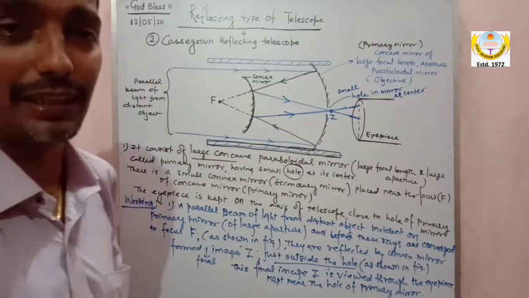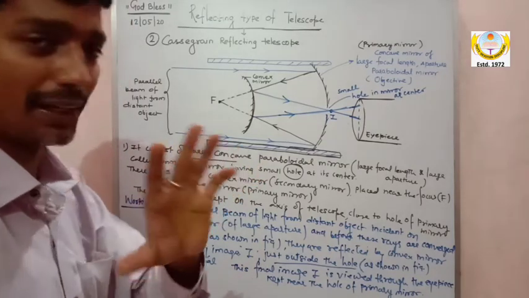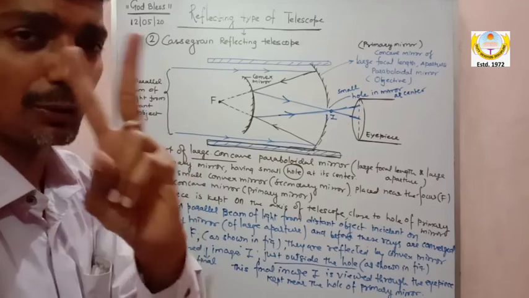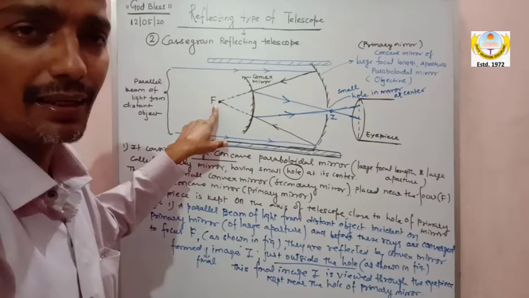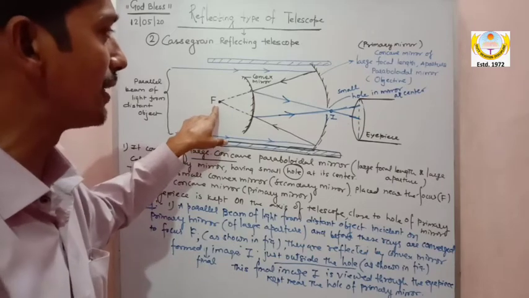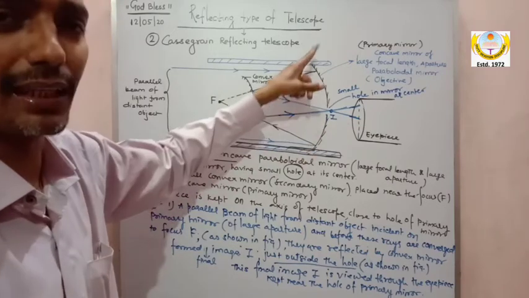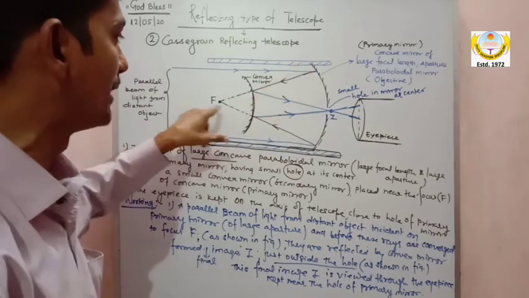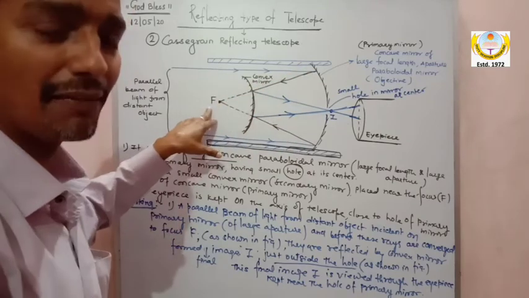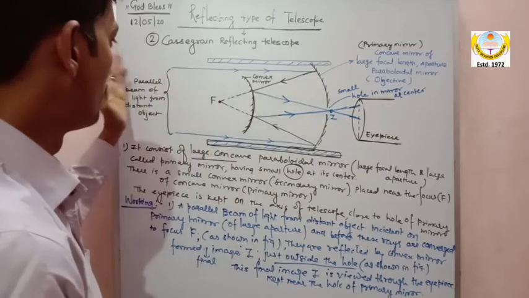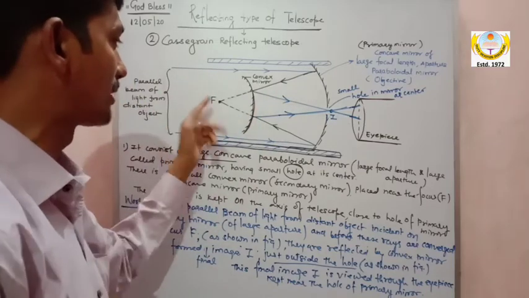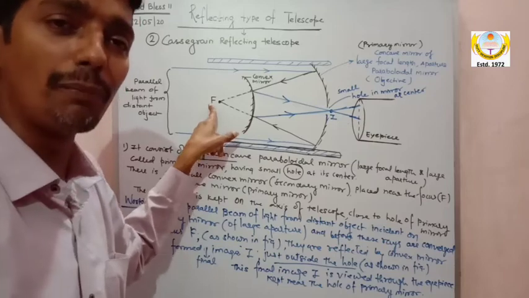What is the nature of the image? Now my dear, quite important. First there are two images formed. The image is formed at F, by the concave mirror, and it is on the same side of the object, because it is a distant object. The first image is formed on the same side.